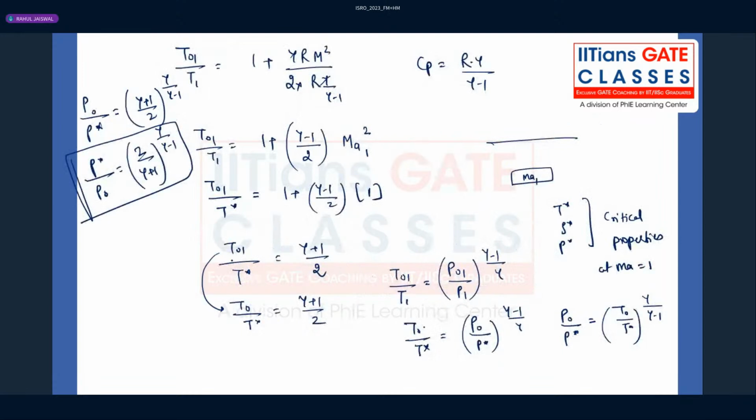From here to here, why have I written T naught 1 to T naught? Because I have just denoted T naught not to any other state 1, 2, 3, 4. It is just the stagnation temperature to the critical. Make a note of it.